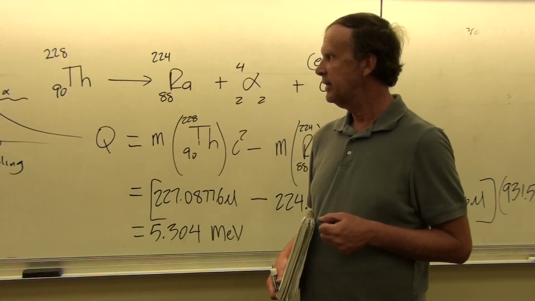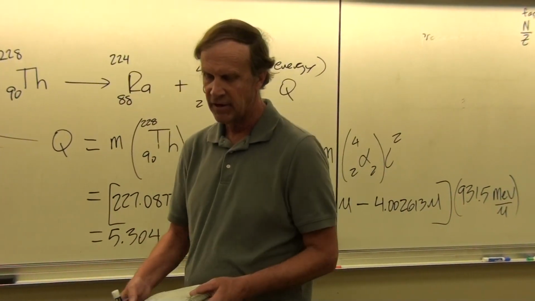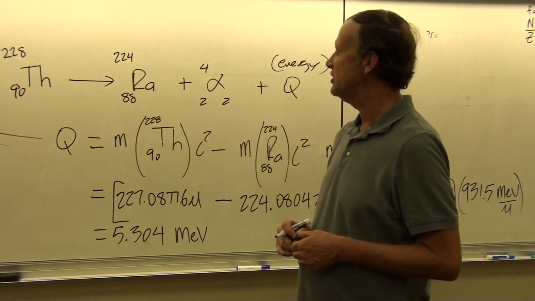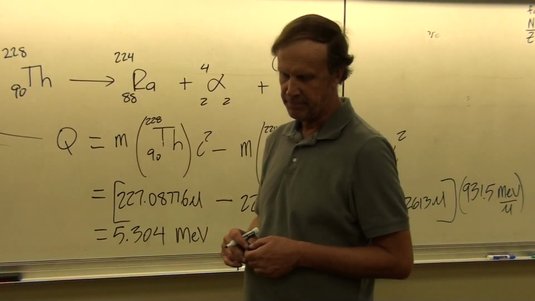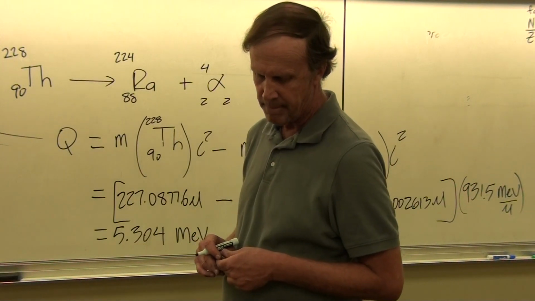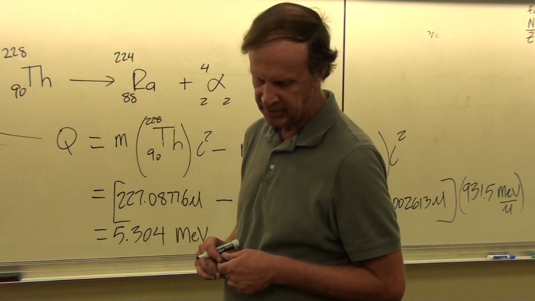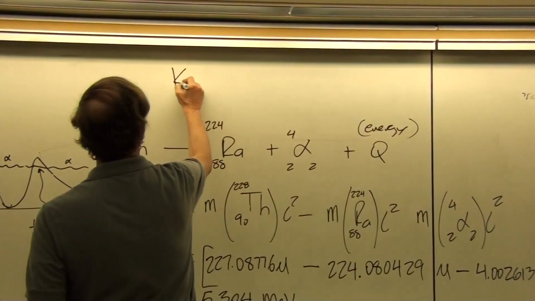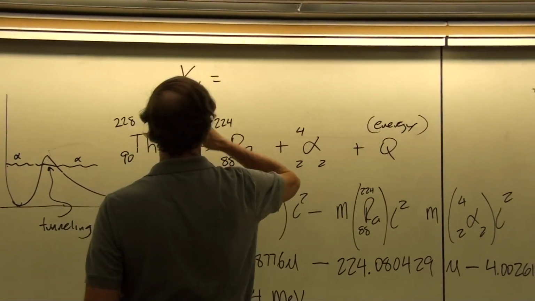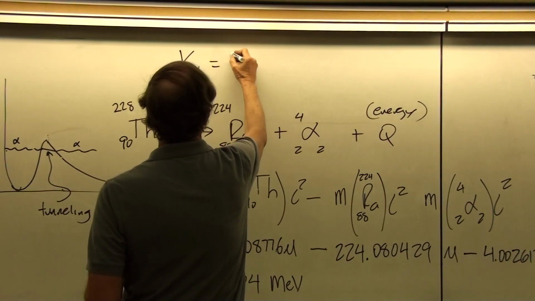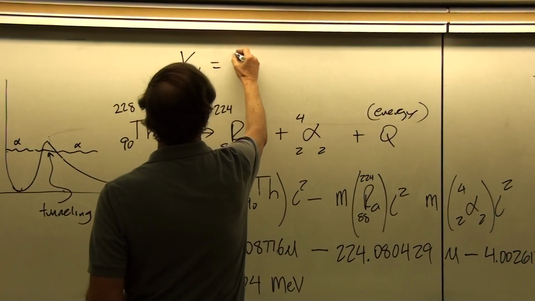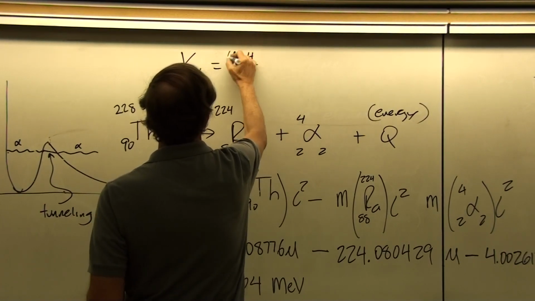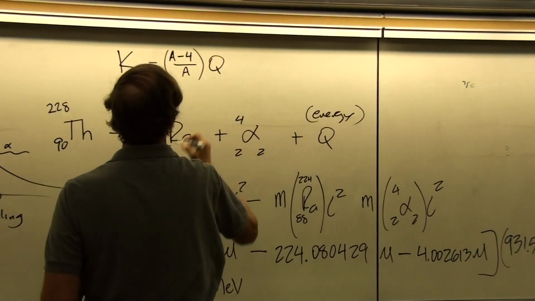Okay? And so this is just a consequence of combining together the principles of conservation of energy and momentum at the same time. And when we do that, what we end up with is the kinetic energy of the alpha particle is equal to (A minus 4) over A times Q.